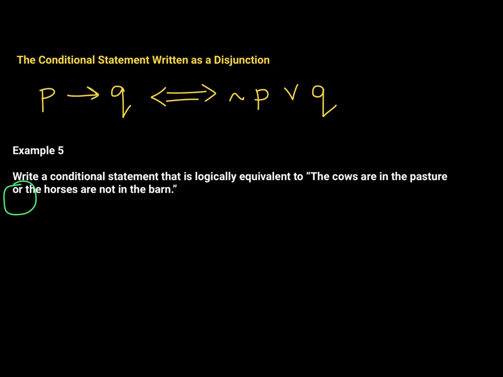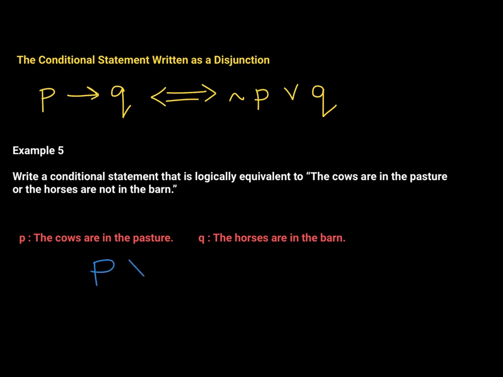In other words, they gave us something on this side, a disjunction. They want us to write it as a conditional statement. Now, the statement that they've given us can be written like this. The cows are in the pasture, so that's P, or the horses are not in the barn. So P or not Q.